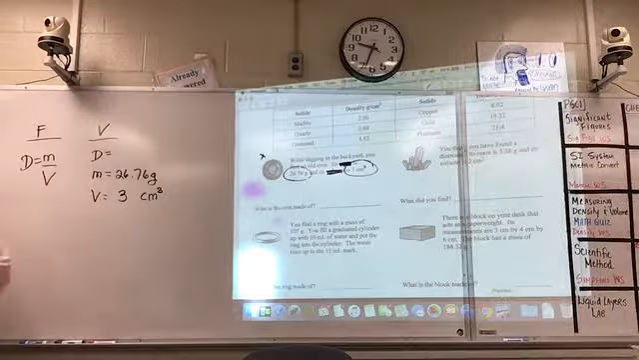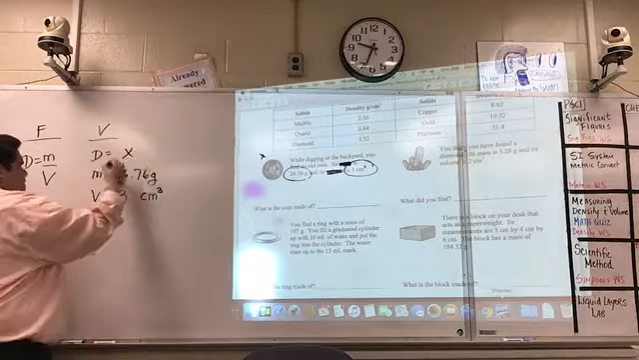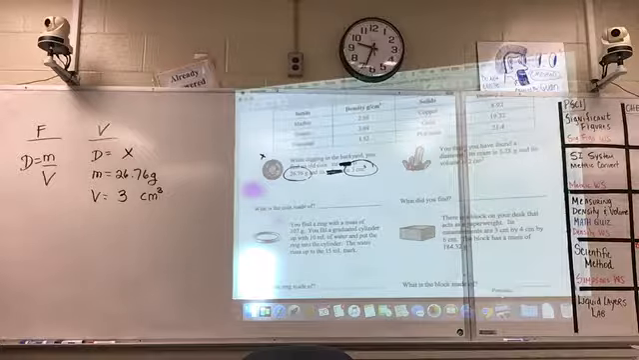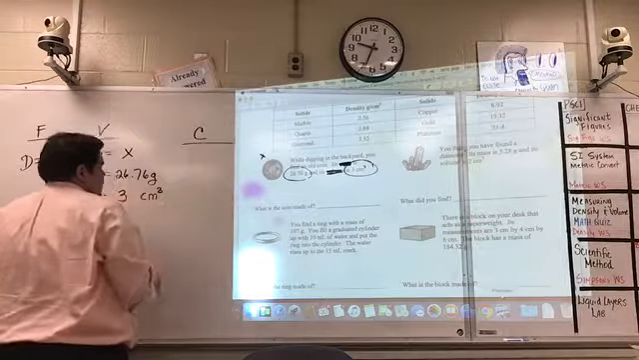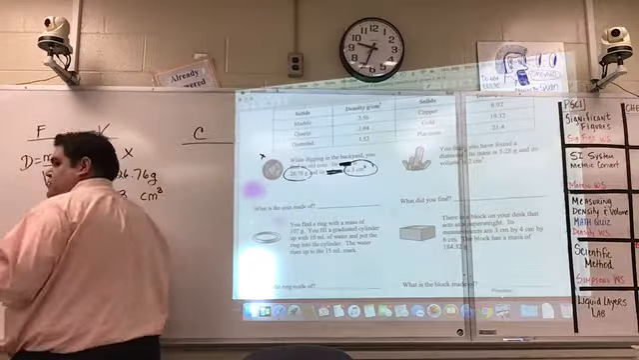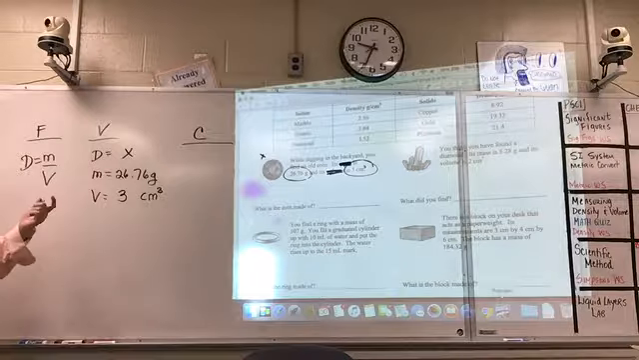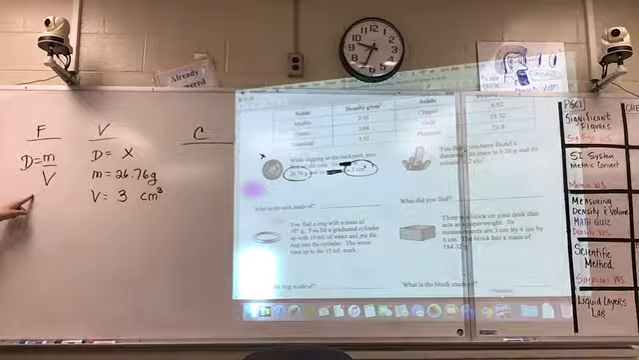Do they give me a density in the problem? No. So you know what I'm going to do? I'm going to put an X. Because like in algebra, that's going to be my unknown variable. Okay? Now, I go to C for calculate. All right? Notice my formula. D equals M over V, correct?